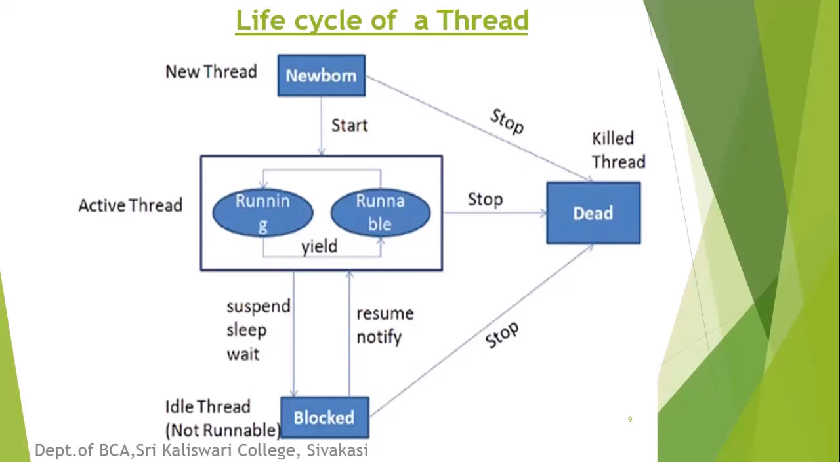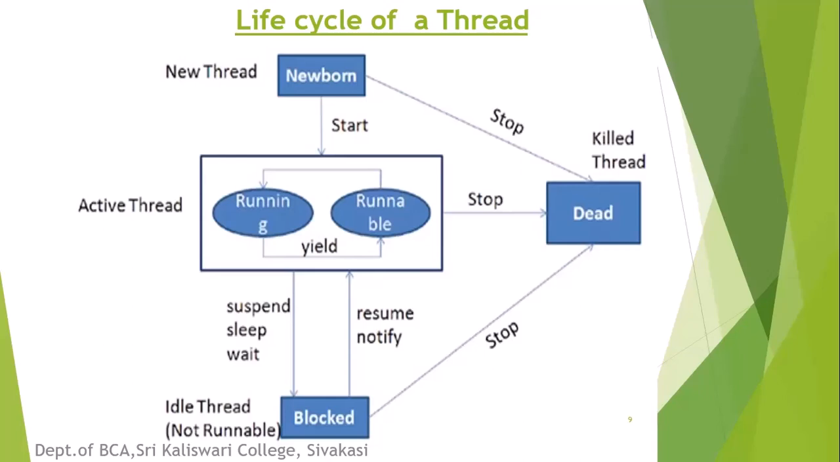The second state is the runnable state. The thread is ready for execution. So the first step is I create a thread, then after creating it, the thread is ready for execution, but it is waiting for the availability of the processor.